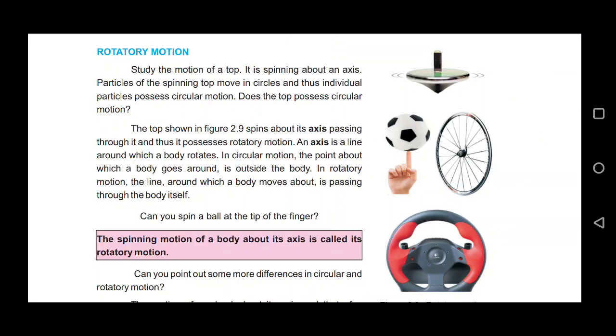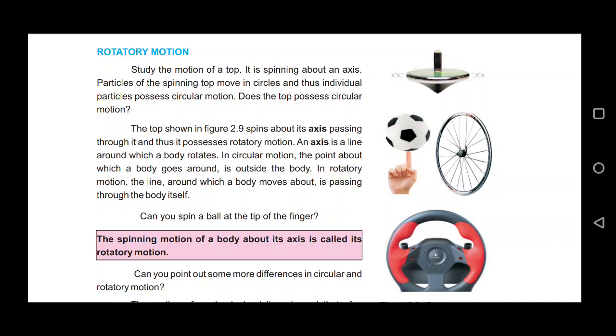If we study the motion of a top, which motion it executes, we see it is revolving around an axis. And when the top revolves, the particles of the top move in circles and possess circular motion. So we can say that it is circular motion. So this is an important question. Here we want the conditions of rotatory motion and circular motion, so we can differentiate between them.